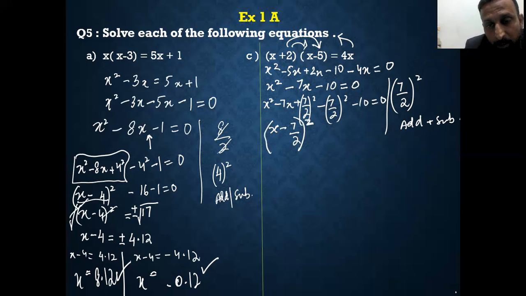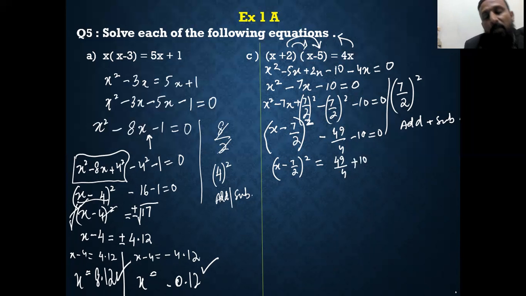Can you see this? Now, open up the other bracket. 7 sevens are 49, 2 twos are 4, negative 10 equals 0. You could shift it on this other side. X minus 7 upon 2, the whole square, equals 49 upon 4, positive 10. We can simplify 49 upon 4 plus 10 by taking the LCM on this side.